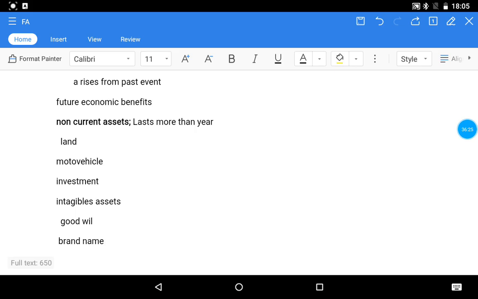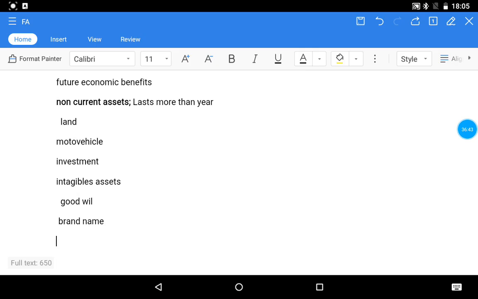Then after non-current assets, we have current assets. When you talk about current assets, these are assets that last less than a year. For them, you are expecting money anytime. Anytime you receive money. So those are current assets.